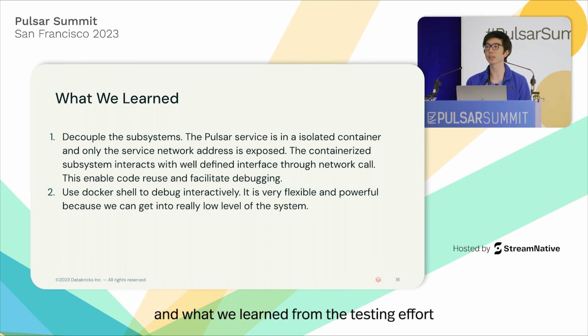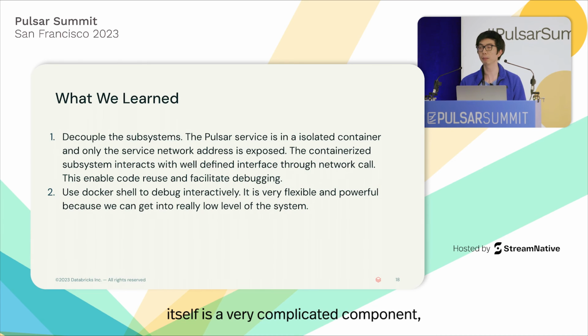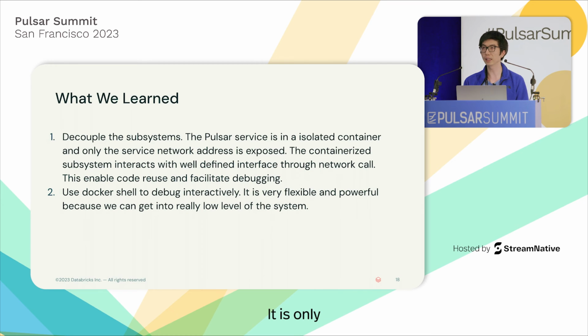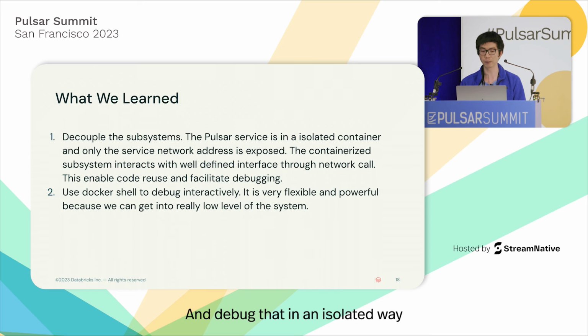And what we learned from the testing effort is that we should try to decouple the subsystems. So even though Pulsar itself is a very complicated component, we try to keep it simple inside our test. It is only exposed as a service with the network address, including the IP and the port, and nothing else. And containerization allows us to decouple the two systems, Pulsar and Spark, and we will be able to debug them interactively and in an isolated way.